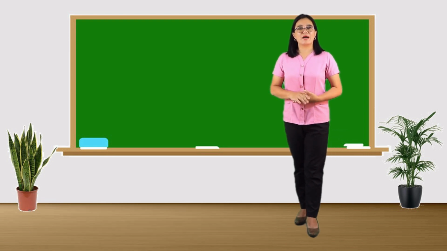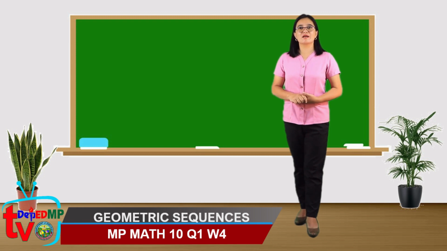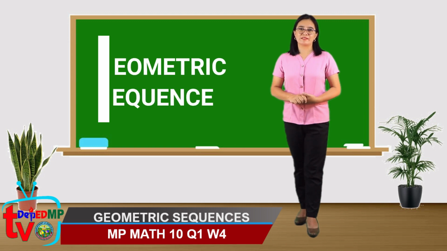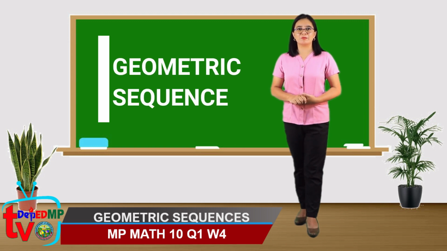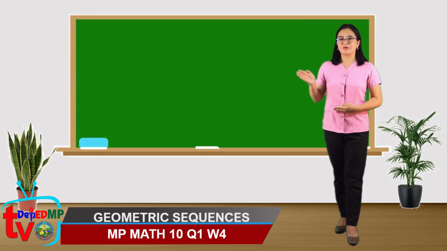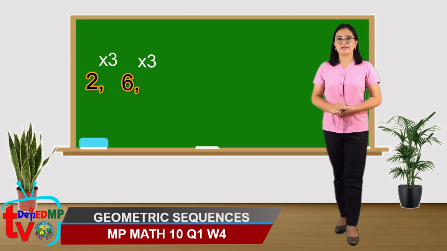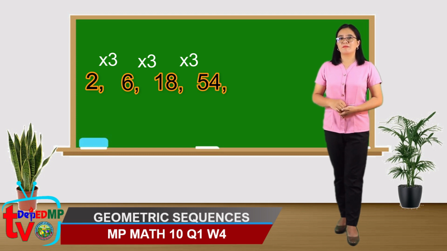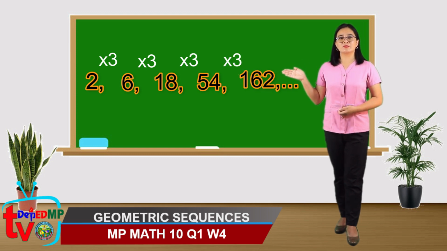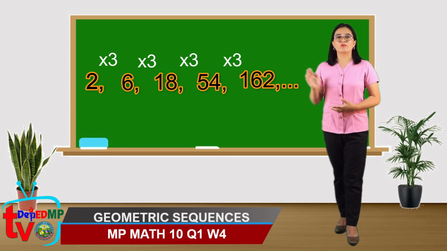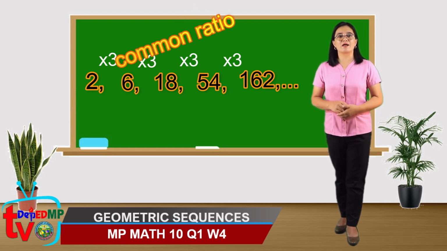Now, you will learn about geometric sequences and the process on how they are generated. A geometric sequence is made by multiplying some value each time. Here, we multiply by 3 each time. Let us start at 2. Multiplied by 3 is 6. Then by 3 is 18. By 3 is 54. And by 3 is 162, and so on. What we multiply by each time is called a common ratio.